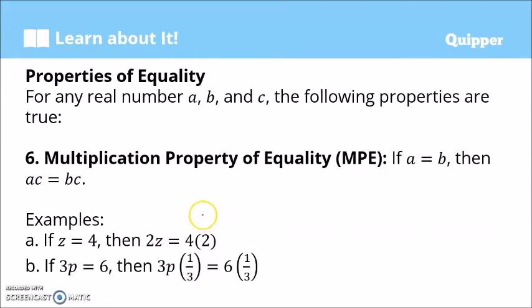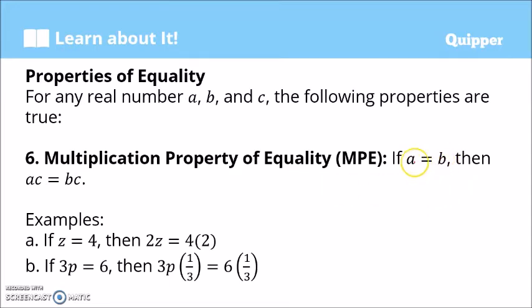Right. Next, we have the multiplication property of equality, or MPE. Multiplication property of equality. If A equals B, then A times C is equal to B times C. Pareho lang siya ng addition property of equality, ano? Pareho lang siya ng APE. Kaya lang, this time, multiplication na siya. Hindi na siya addition. Okay?